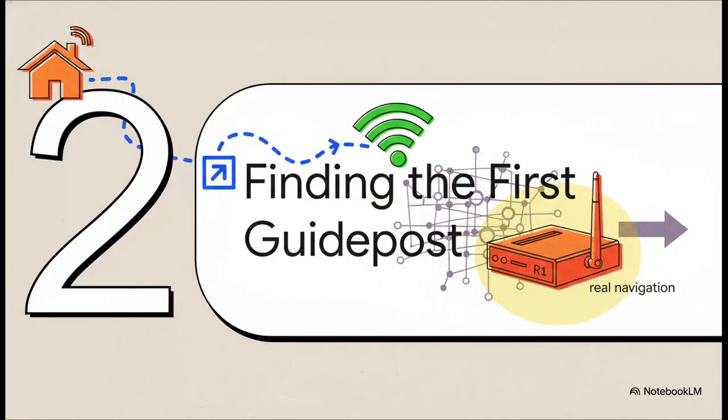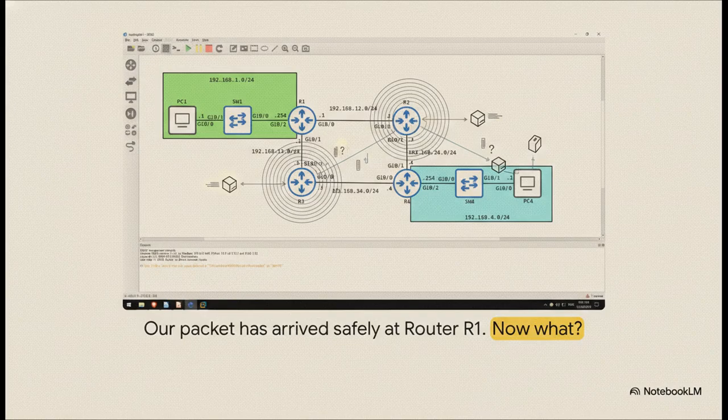And just like that, our packet has made its first hop. It successfully left home and arrived at the first guidepost on its journey, router R1. Now, the real navigation is about to begin. So, our packet is now sitting at router R1. The router accepts the packet, opens up that MAC envelope, and sees the letter inside isn't for it. R1's job is to figure out where to send it next. So how does it know?